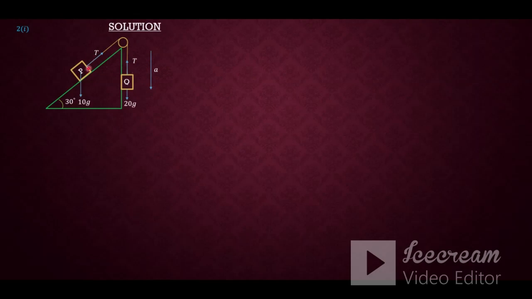The next thing you have to represent is the opposing forces, the forces which are acting opposite to the motion of body P, which are 10g sin 30 degrees and F, the frictional force. Why have I included the frictional force? Because in the last sentence of the question we have been told that the coefficient of friction between body P and the plane is 2/5. That is why we have to include that frictional force there.